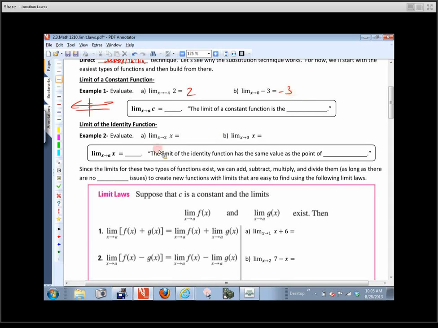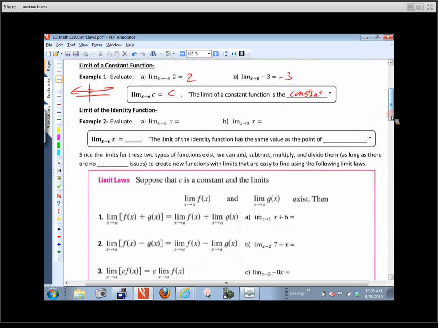So if we were to state a rule, if you're dealing with just a plain old constant, the limit as x approaches a of the constant is just the constant. So the limit of a constant function is the constant. If it's 2, the limit's 2. If it's -3, the limit's -3. So that's about as easy as it gets as far as a function value.